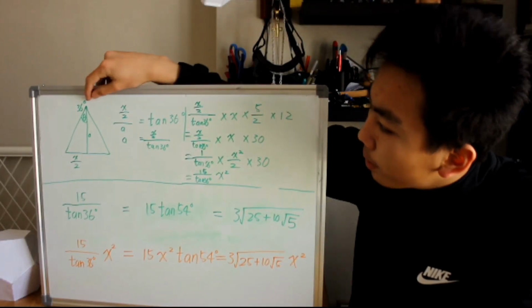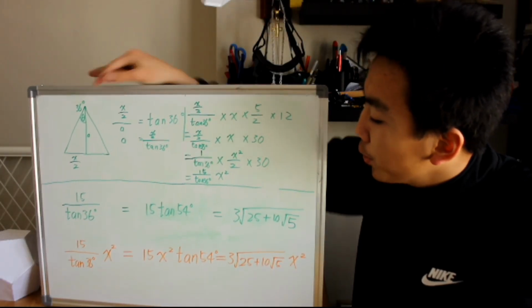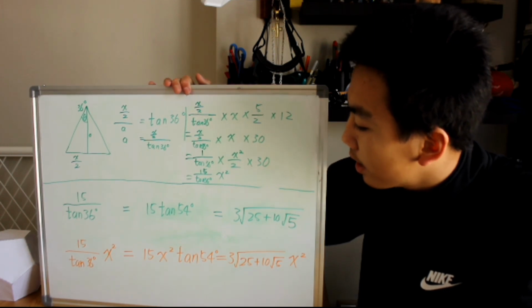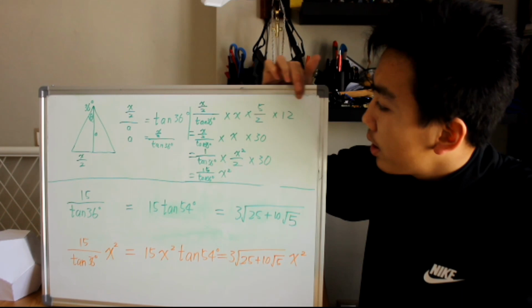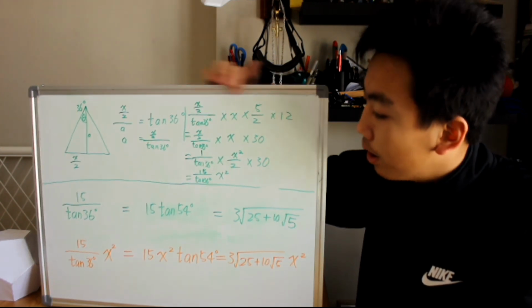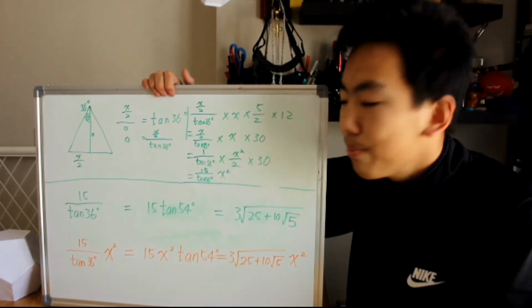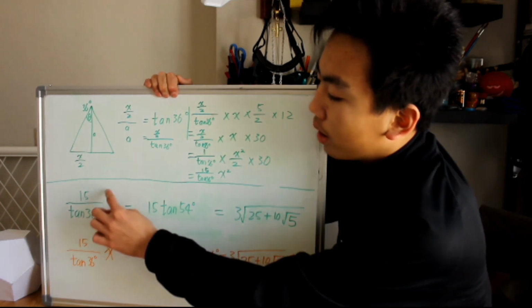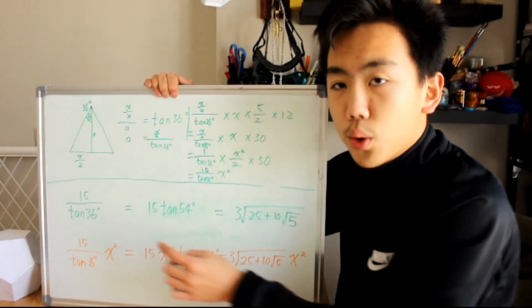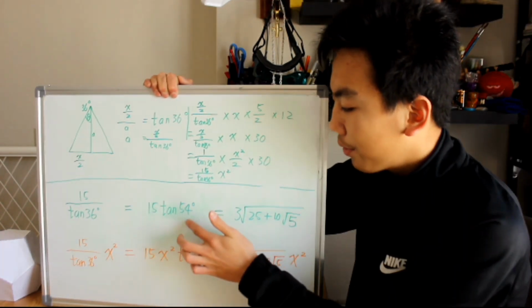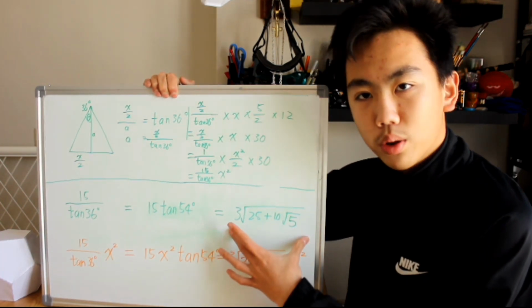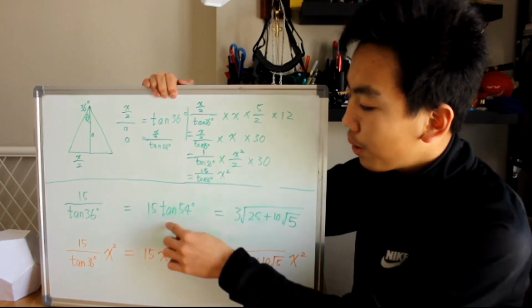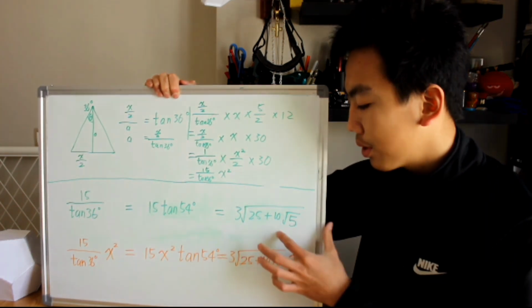If you did it with the top angle over here, the 36 degree angle, you would get 15 over tan 36 x squared at the end. If you want to check out the process, pause the video and check it out. Don't worry about it, it's the same thing. If you put in the calculator 15 over tan 36, you will get the same answer as 15 tan 54. And somehow it's equal to this, as Google says so. So I guess if you don't have a tan function on your calculator, you could use this.